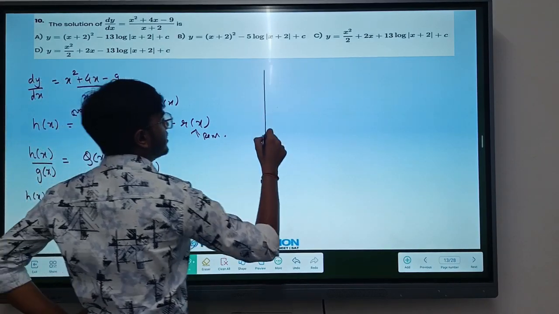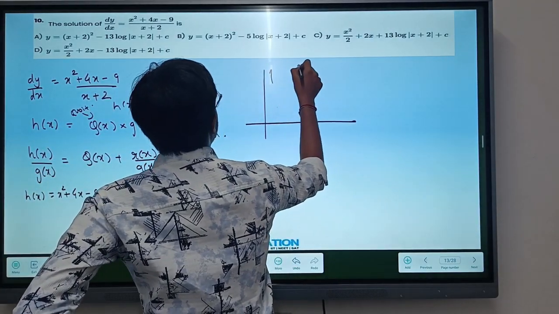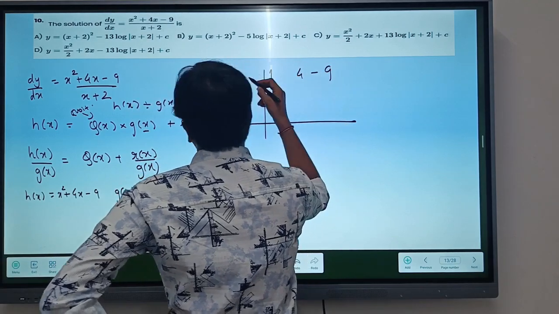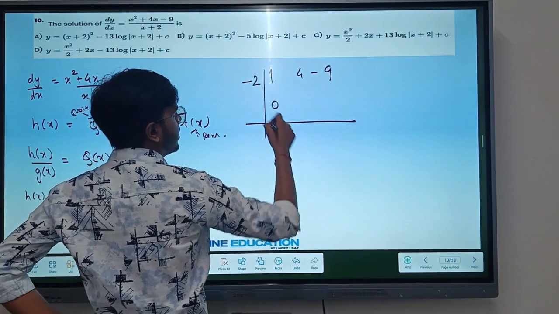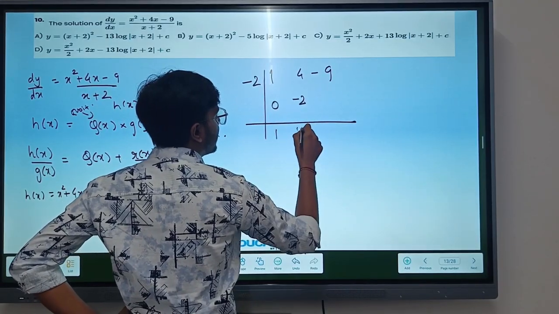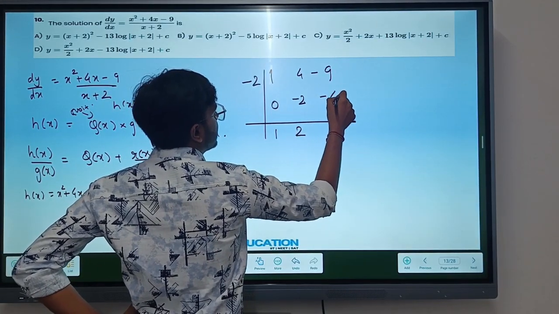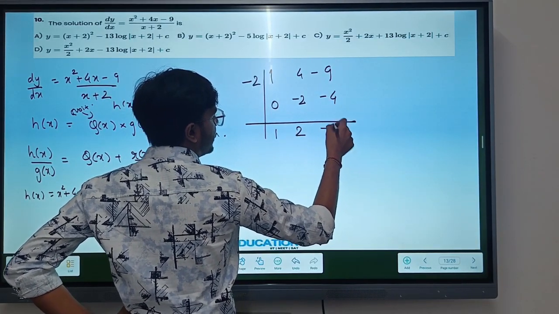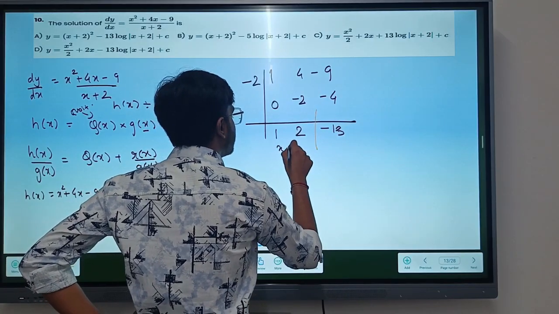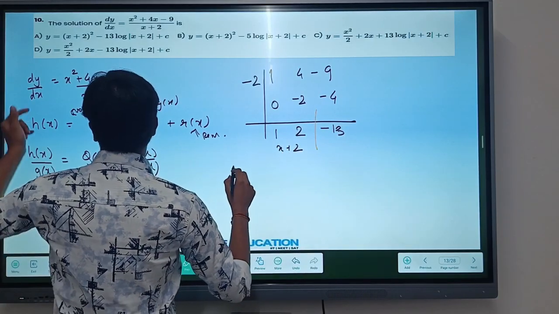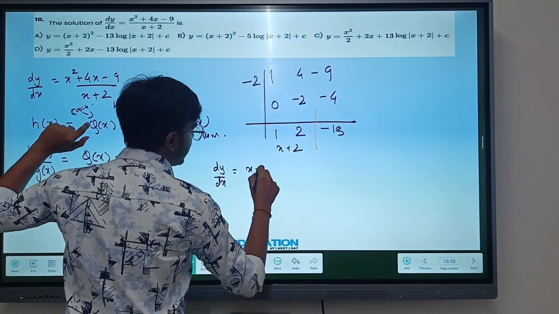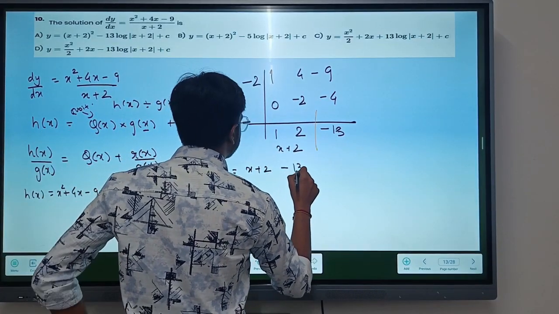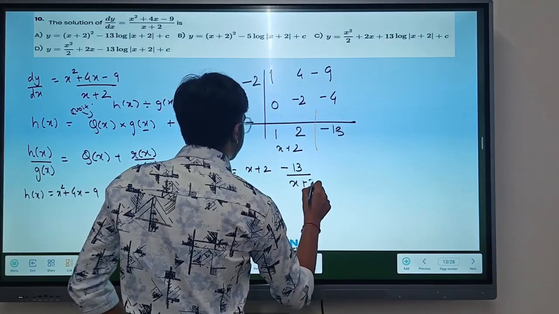So I can use the synthetic division method. 1, 4, minus 9 divided by x plus 2, that is minus 2. 0 here, 1 plus 0, 1. 1 into minus 2, minus 2. 4 minus 2, 2. This will be minus 4, so minus 13. So remainder is minus 13. Quotient is x plus 2. So you can write dy by dx as quotient x plus 2, remainder minus 13 divided by x plus 2.